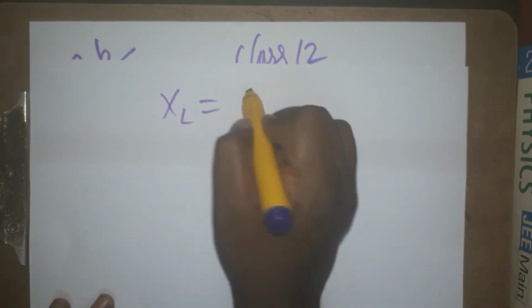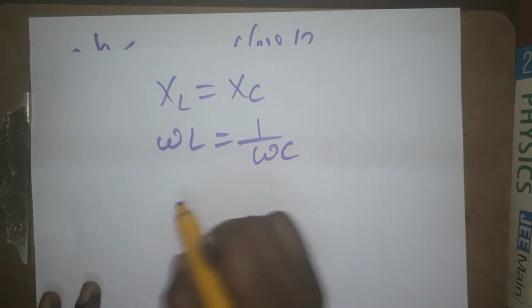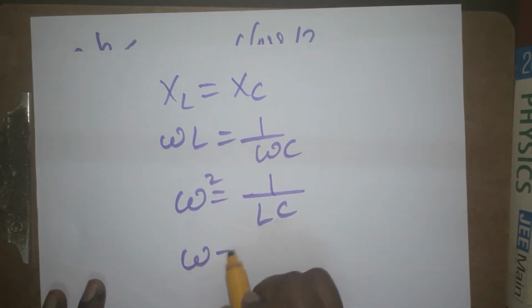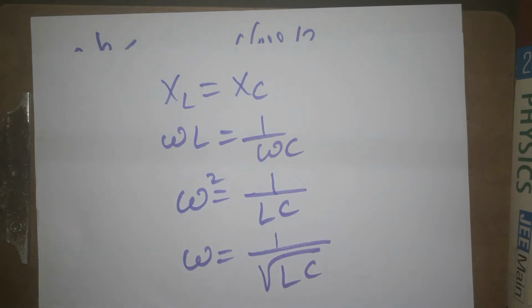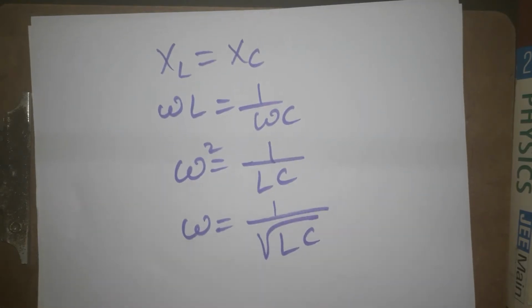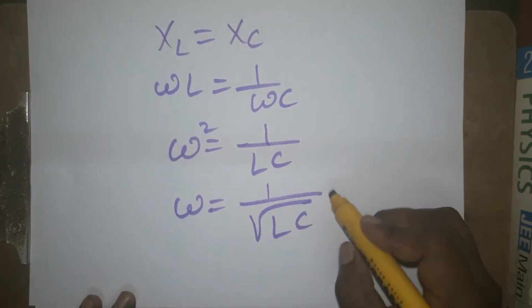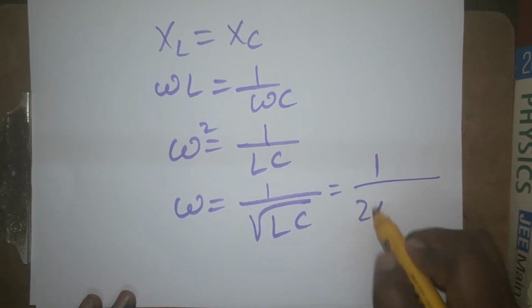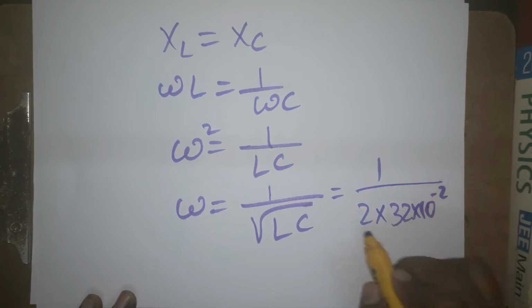What is the angular velocity at resonance? When XL is equal to XC, where XL is omega L and XC is 1 divided by omega C, omega square is equal to 1 divided by LC, so omega is equal to 1 divided by root of LC. If you know this formula, you can easily calculate omega at resonance condition. It's a very important formula, and many times this is asked for 3 marks also. Now, inductance is given as 2 Henry, and capacitance is given as 32 into 10 power minus 6, all under the root.